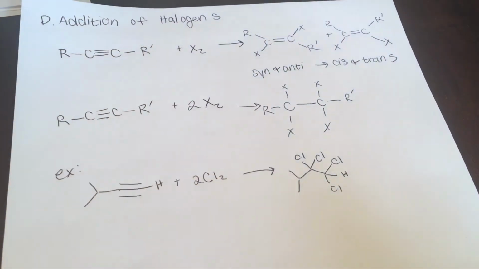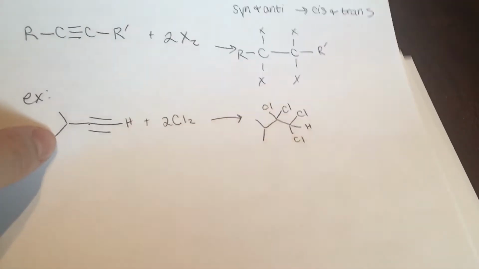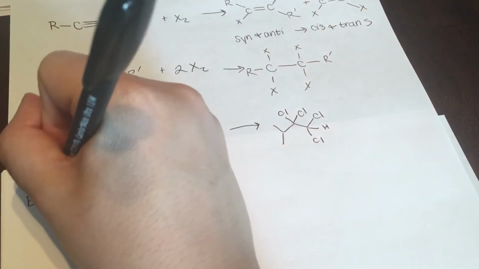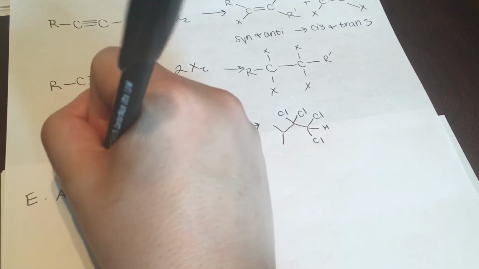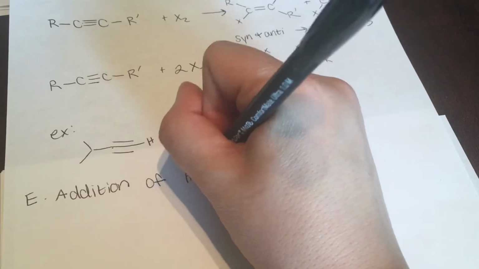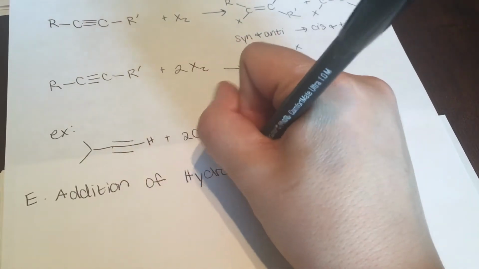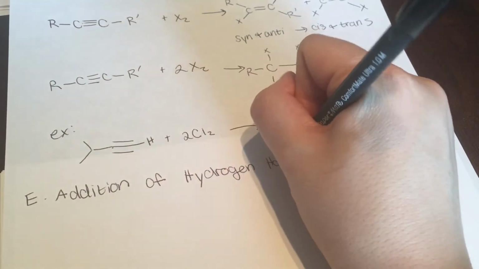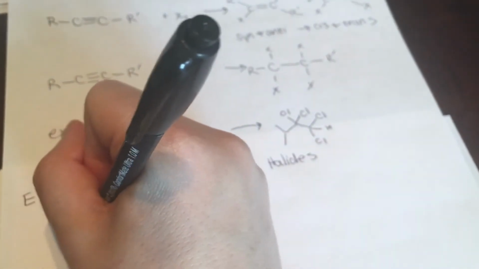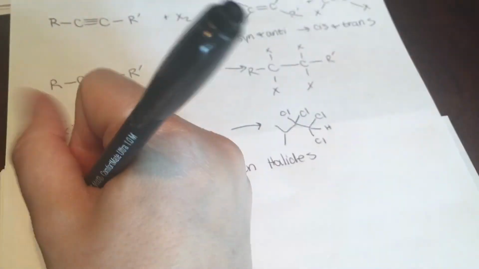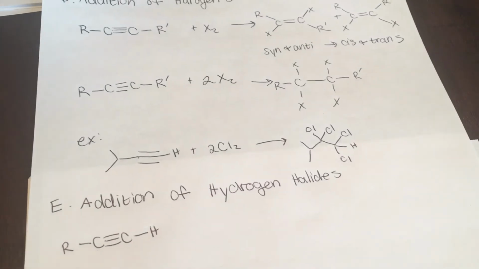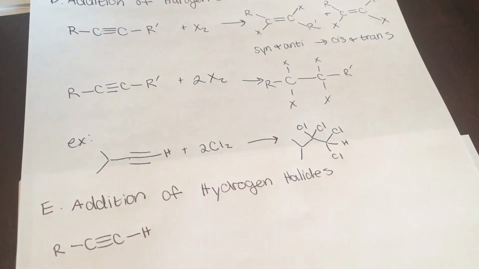So, some more reactions. Our next subsection, E, we're going to talk about addition of hydrogen halides. In this one, I'm going to use a terminal triple bond so you guys can see Markovnikov's rule in action.